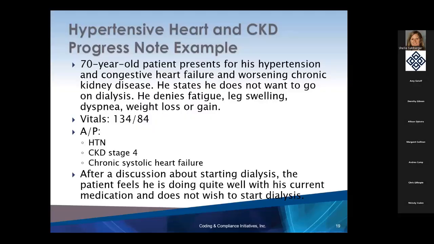Okay, so then we move along to hypertensive heart and chronic kidney disease. Again, we always want to specify if our chronic conditions are at goal or not. Always. That is so important for not only the E&M code, but the reader to know the type of patients you're caring for.